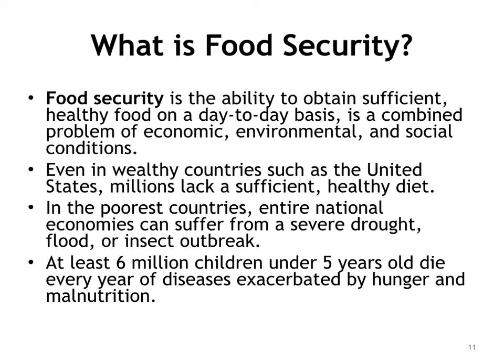Even within families, there can be unequal food security. Males often get both the largest share and the most nutritious food, while women and children, who need food most, all too often get the poorest diet. At least 6 million children under 5 years old die every year of diseases exacerbated by hunger and malnutrition. Providing a healthy diet might eliminate as much as 60% of all child deaths worldwide.